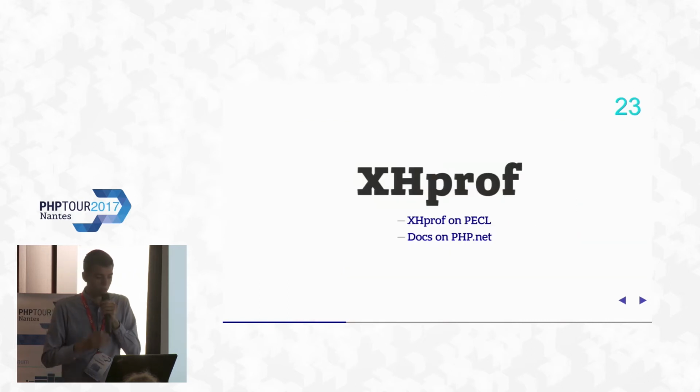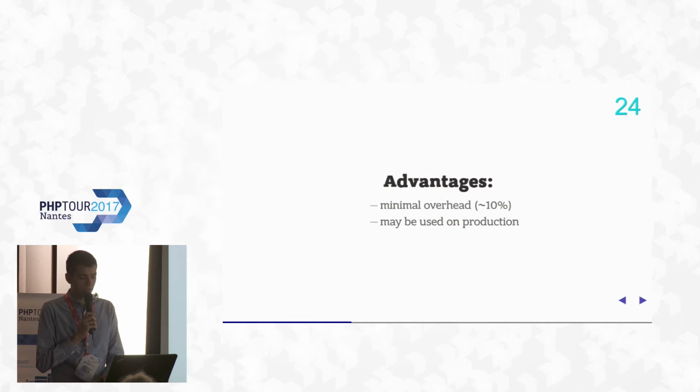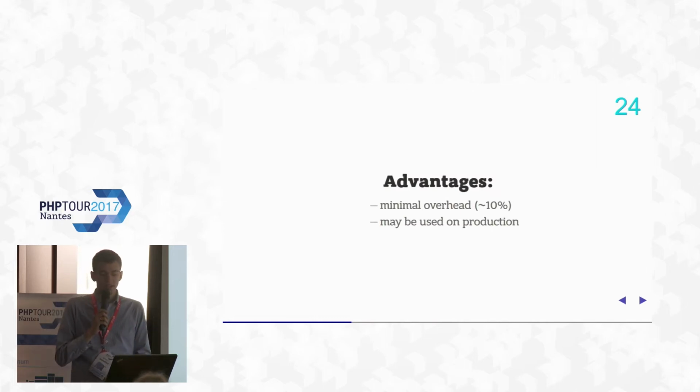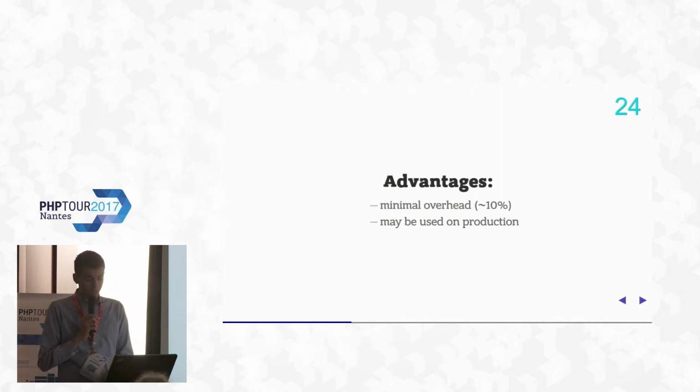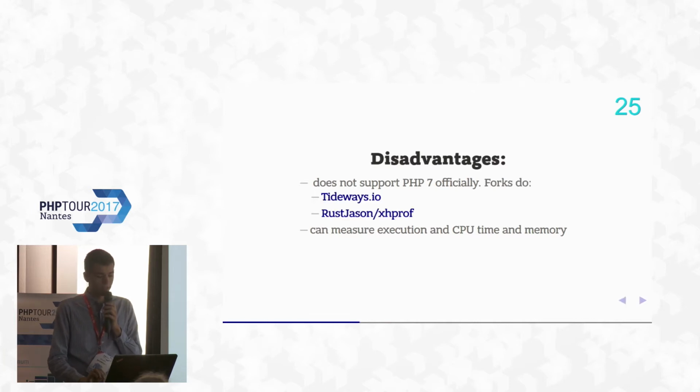Let's go to XHProf. XHProf has a page on PECL and documentation on PHP.NET. It has some advantages because the overhead is really minimum, about 10%. So it may be used in production, but it also has some disadvantages, like it doesn't support PHP 7 officially, and it can measure only the execution and CPU time and memory. But there are some forks that support PHP 7.